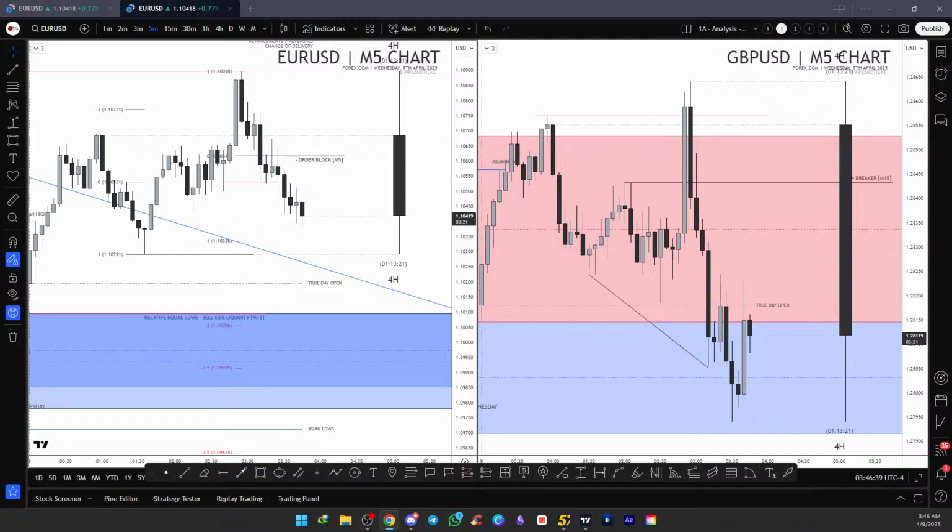I trade only the EU and GU, bro, and I trade the NQ as well, but I don't trade the exotics. In Forex, I trade only EU or GU.